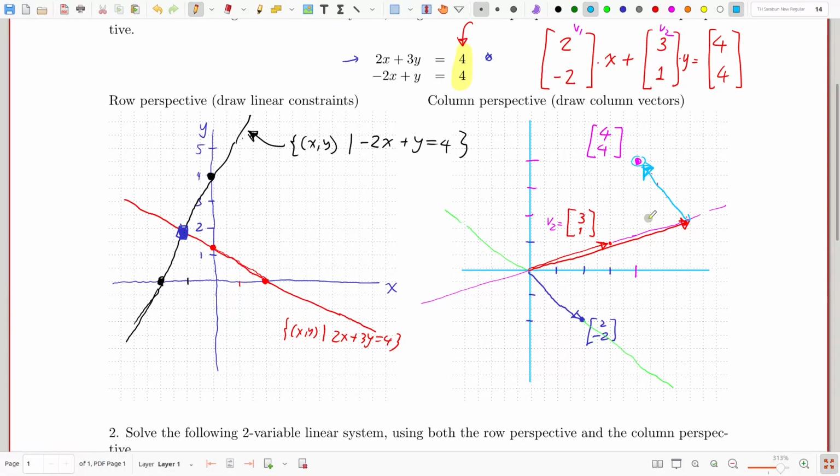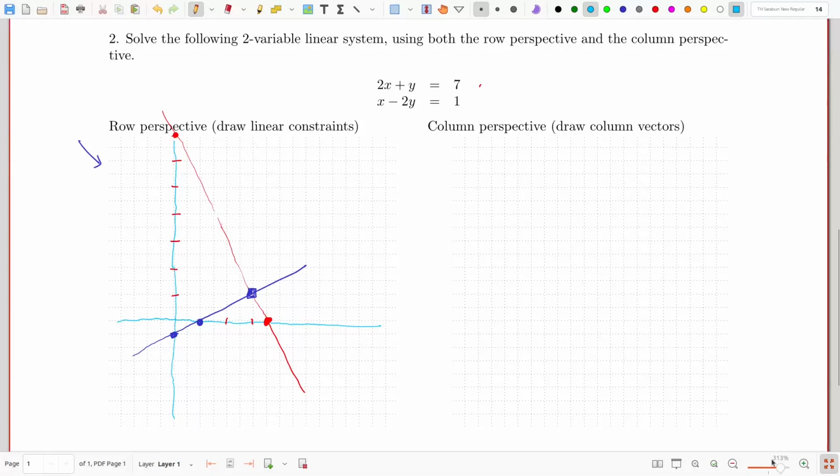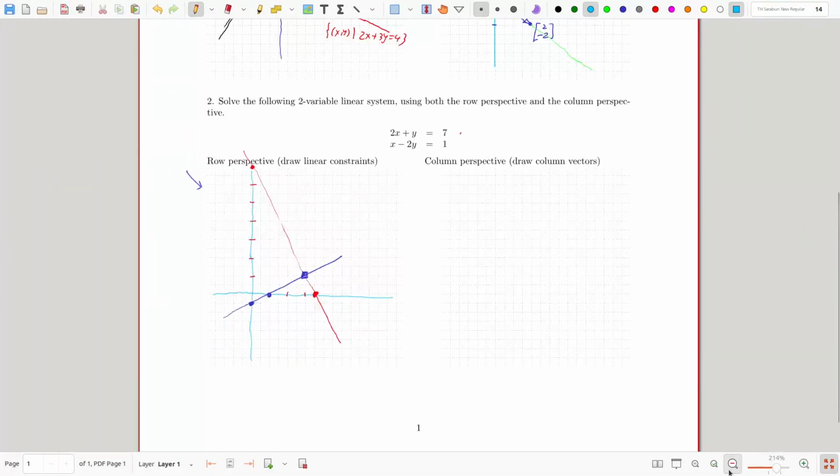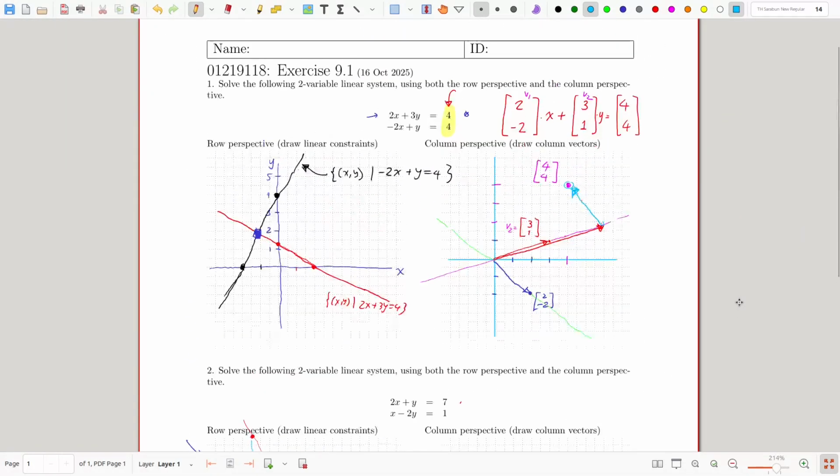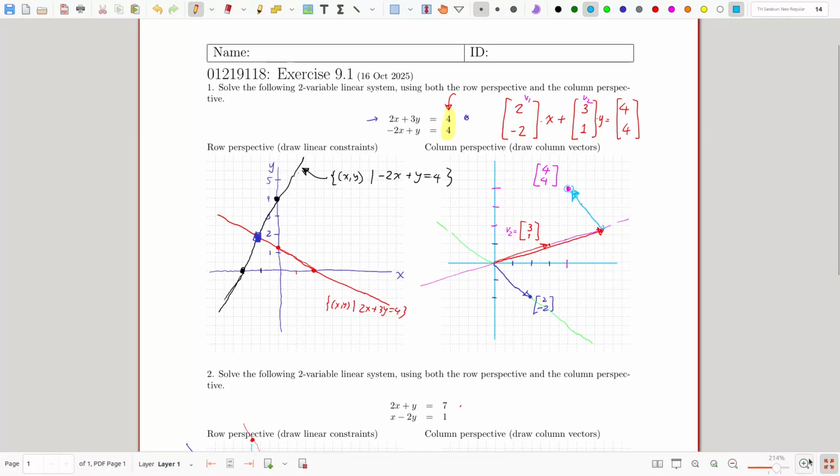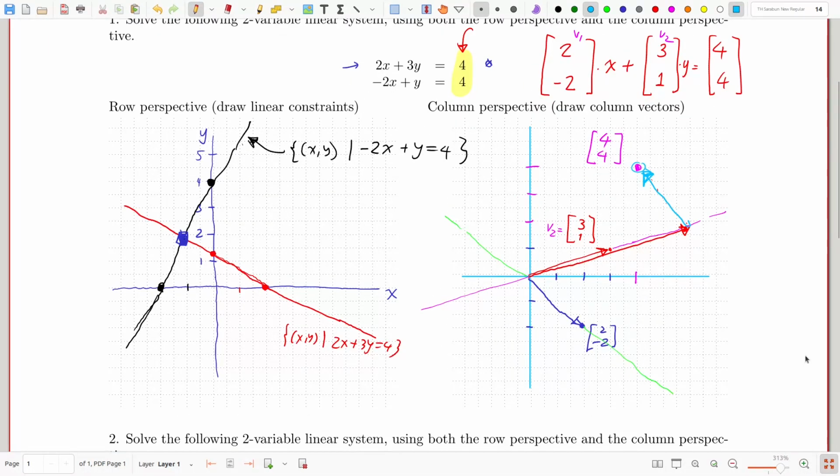So with 3 vectors, you want to show that the first 2 vectors can be combined linearly to get to the third vector. So let's work on the second system. If you have questions, you can ask now before we move on to the next one.